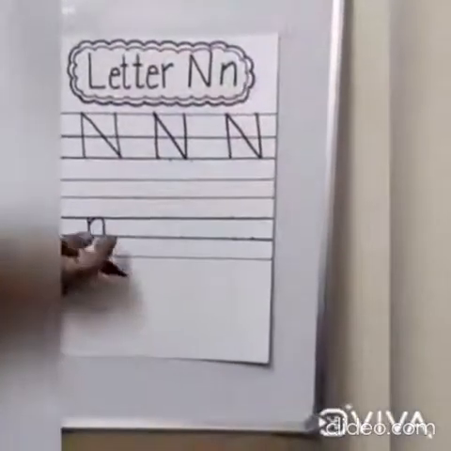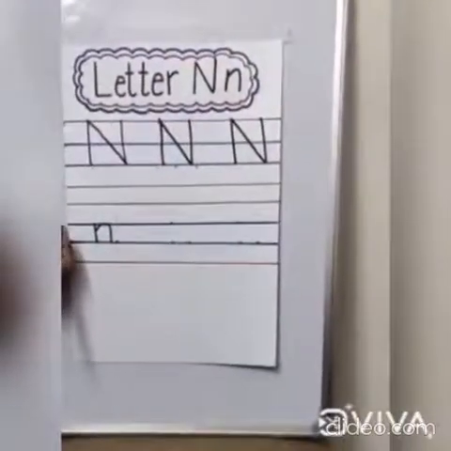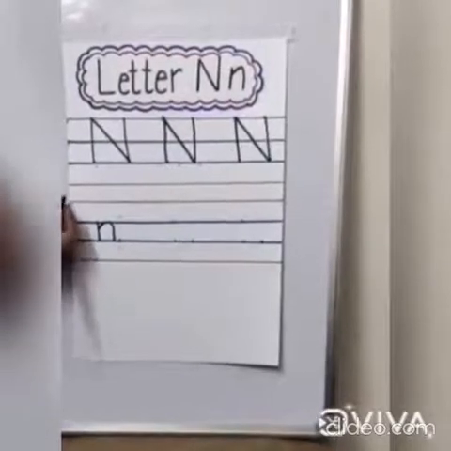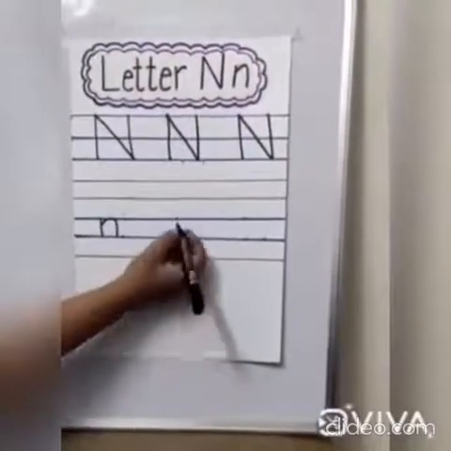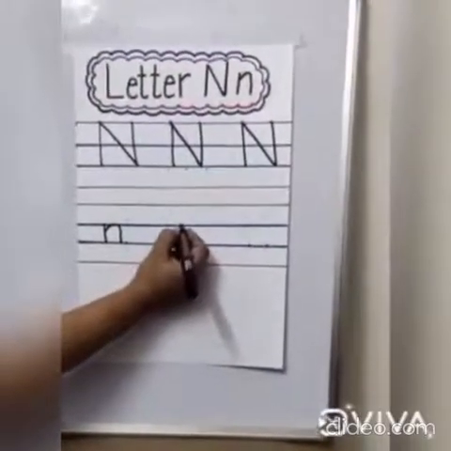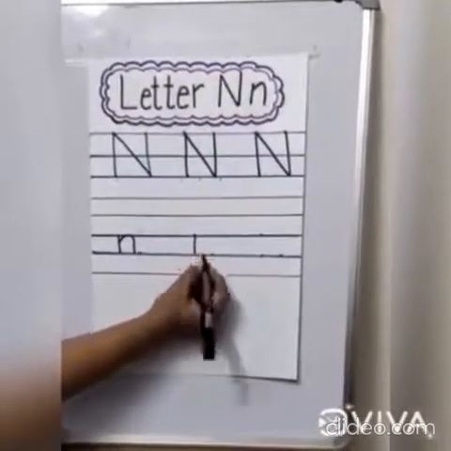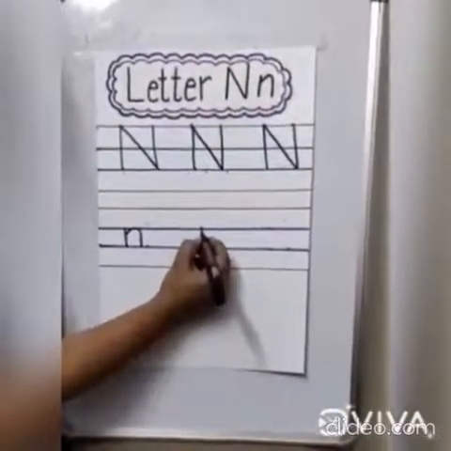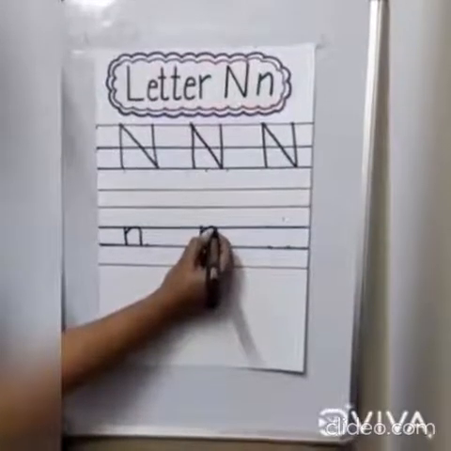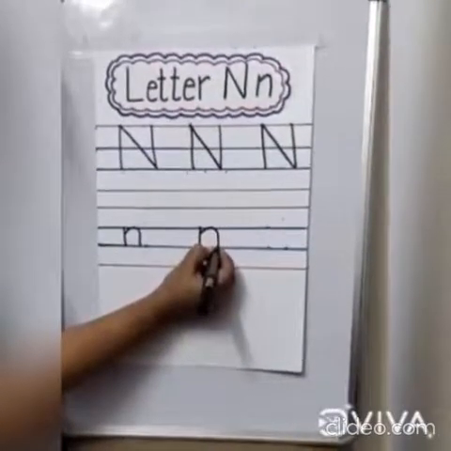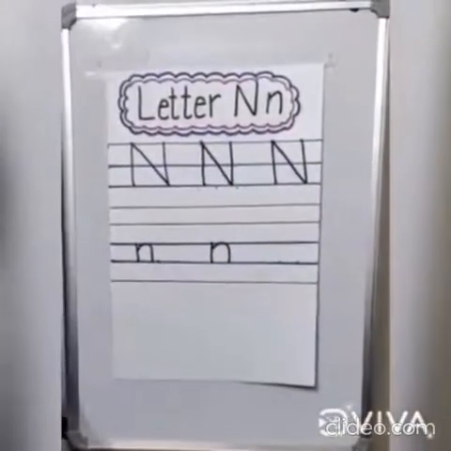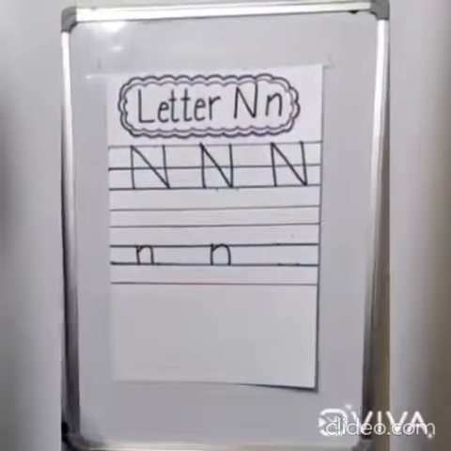For lowercase letter N, we will use only two blue lines. We will not touch the red line. So first we will make one standing line and then from here, we will make one curve and go down. This is lowercase letter N.